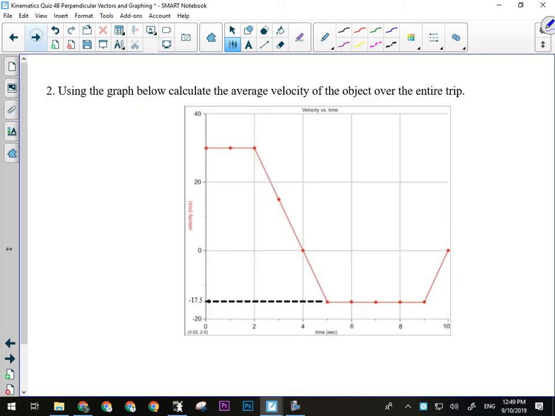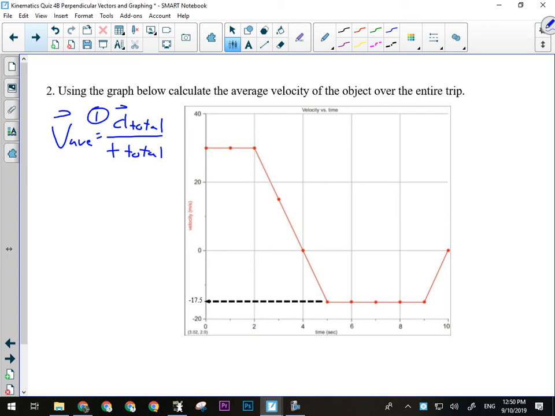Okay. For our graphing question, we want to find the average velocity of the object over the entire trip. So I need to remember that average velocity is total displacement over total time. They got that somewhere, they can have a mark. Okay, that's the crux of this question.